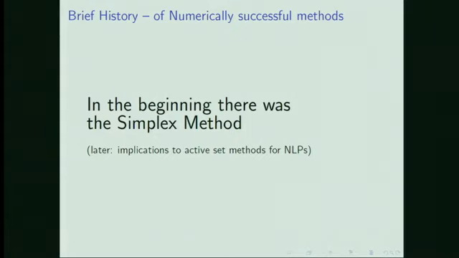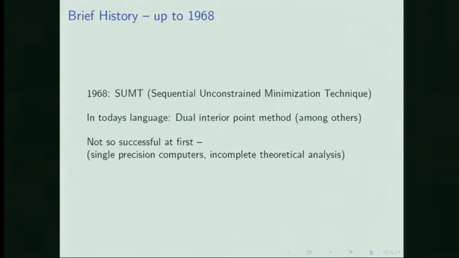So when we look at the history of methods that proved to be numerically successful, we start with the simplex method. And later on, we have seen the simplex method had effects, for example, in the division of active set methods. But this is essentially the starting point.